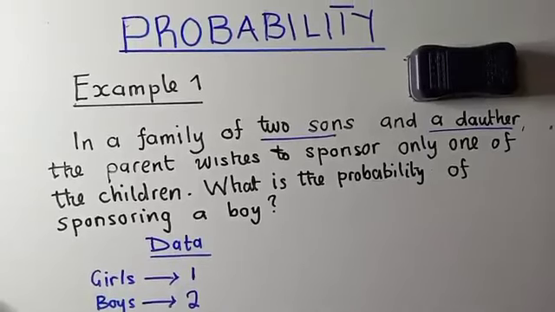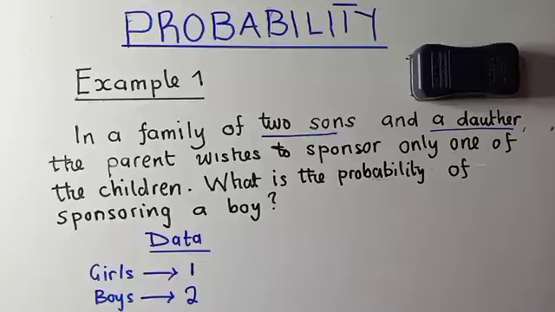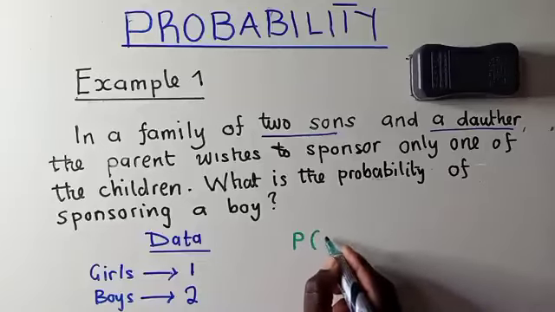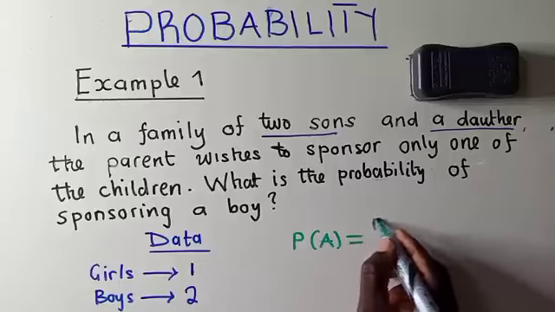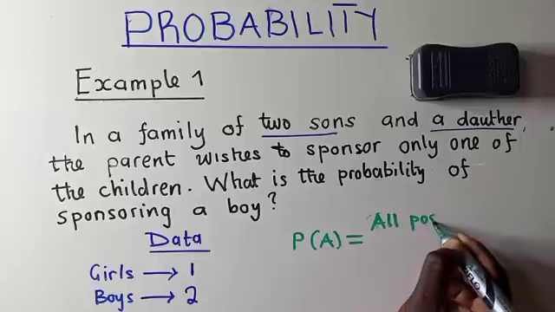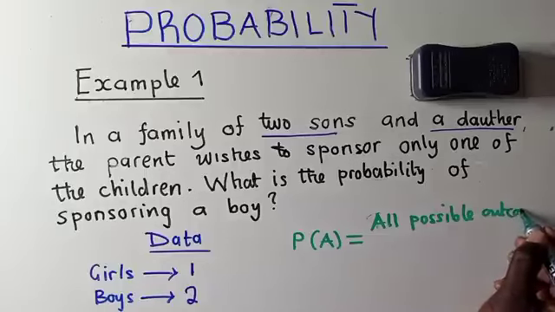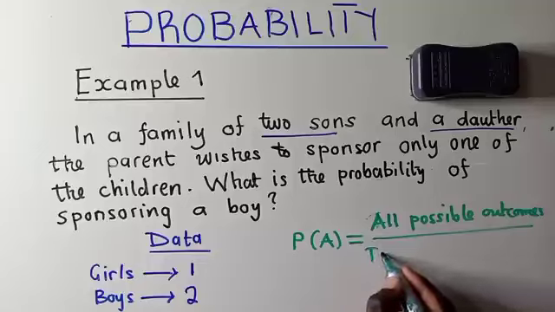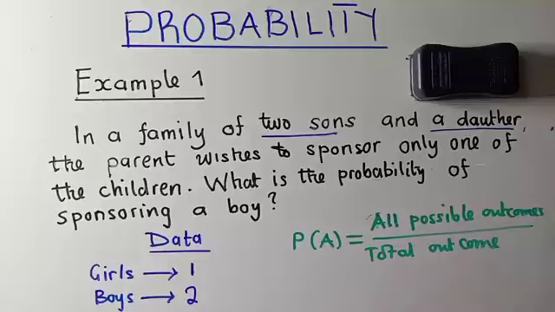Once we get that data, we now get the formula for finding probability. Remember, we said the formula is: the probability of an event happening is equal to possible outcomes over total outcomes. All right, so this is very important. The formula is very important.